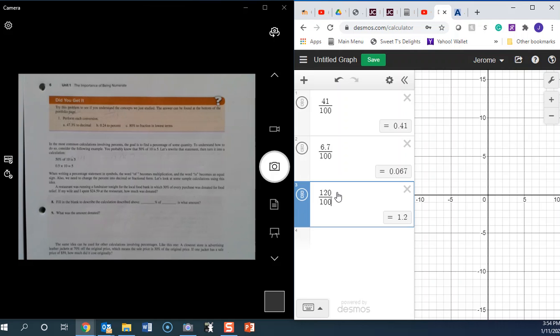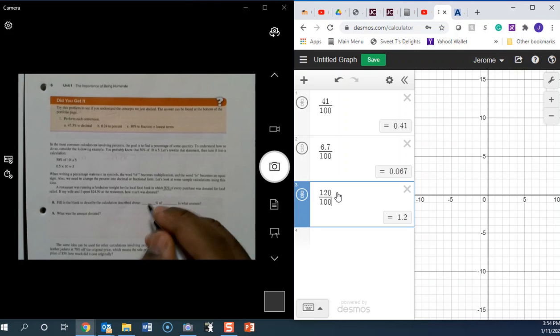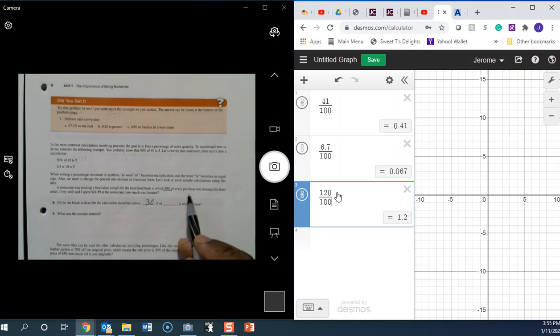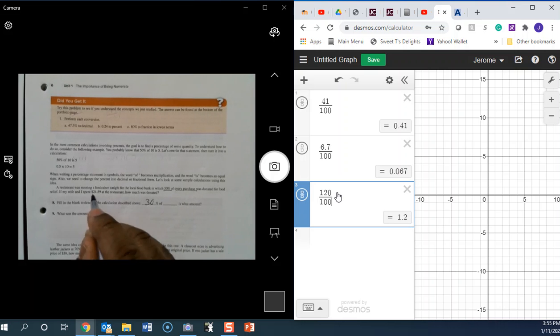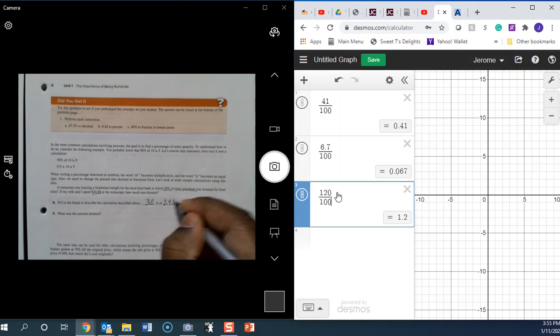A restaurant was running a fundraiser tonight for the local food bank in which 30% of every purchase was donated for food relief. If my wife and I spent $24.59 at the restaurant, how much was donated? So it says fill in the blank to describe the calculation described above. So basically, it tells you here 30%, so that'll be 30, of every purchase. Now the purchase here was $24.59. 30% of $24.59 is what amount?